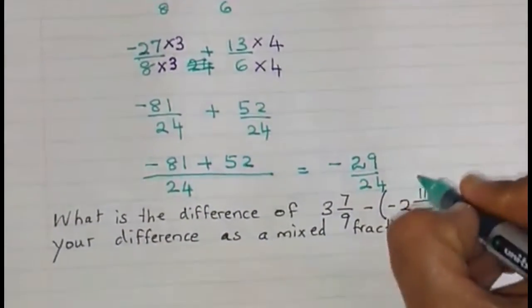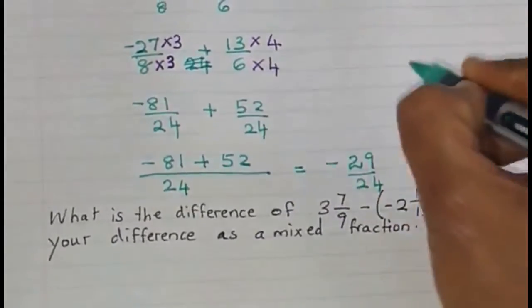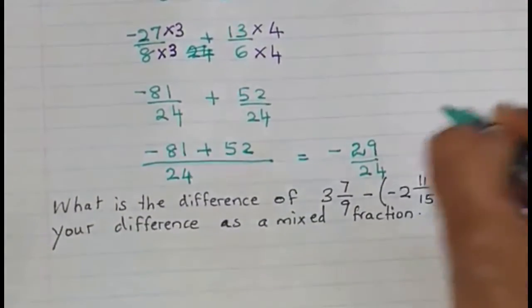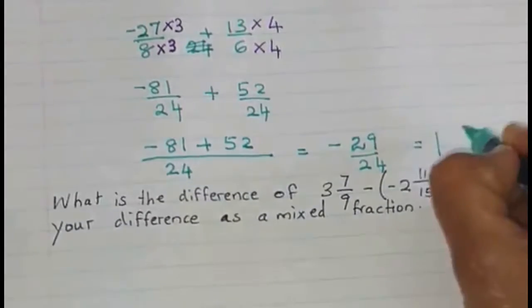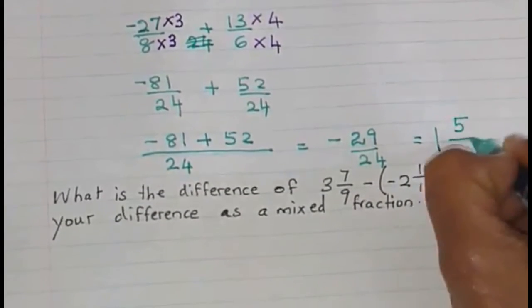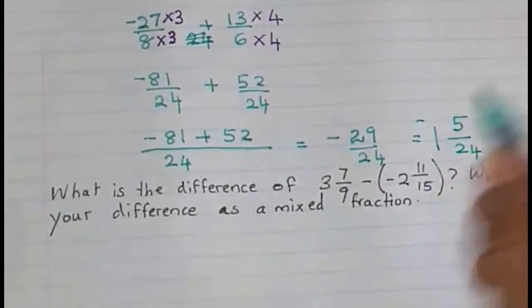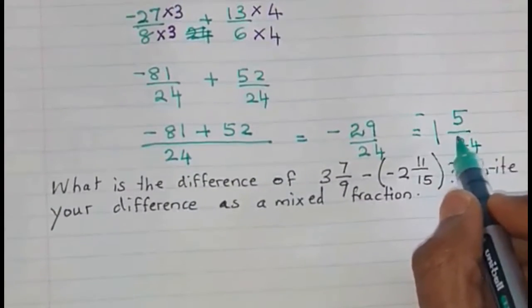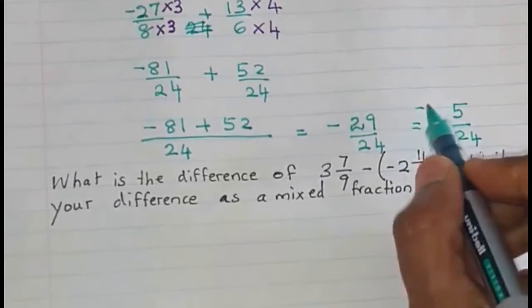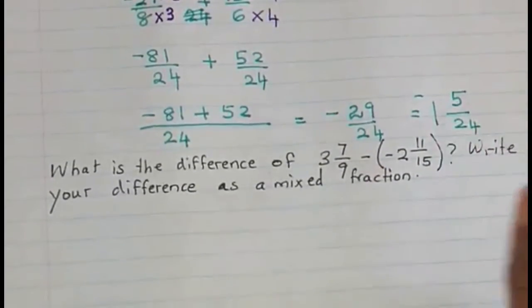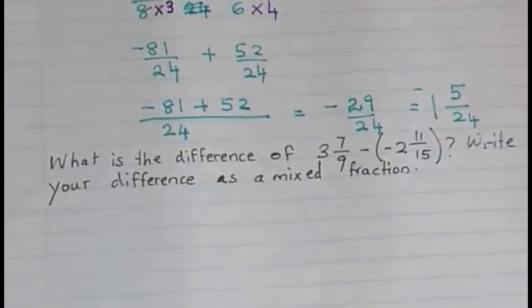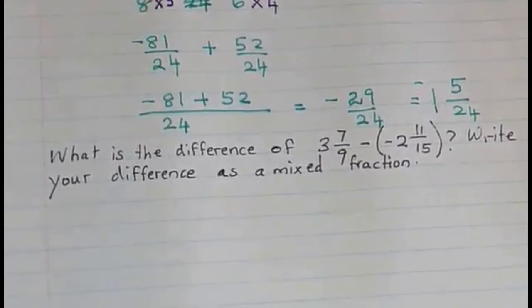So if I have to write this as a mixed fraction, I'm going to have to divide 29 by 24, which is 1. And I'm left with 5. So that's going to be 5 over 24. So that's going to be a negative number. So it's negative 1 and 5 over 24. So 24 times 1 is 24. Plus 5 is 29 over 24. Great. Let's move on to the next question.